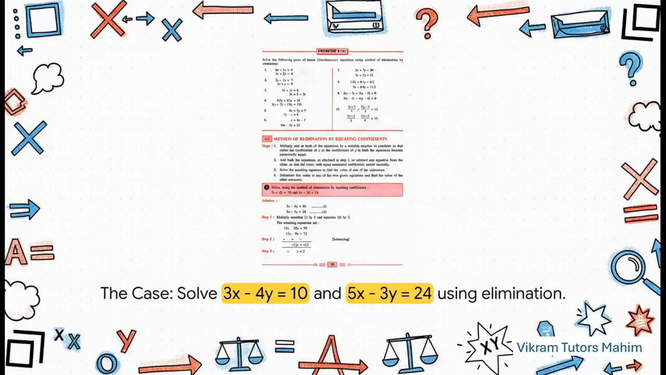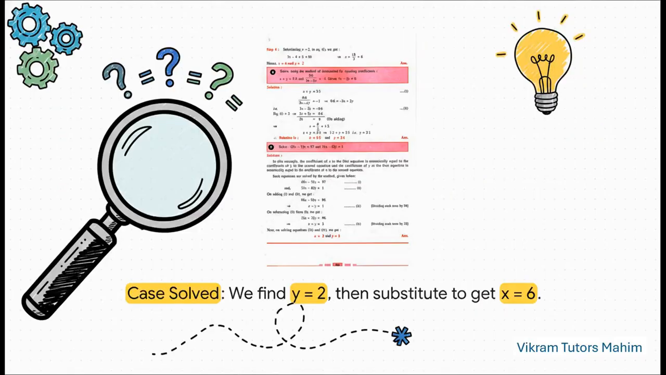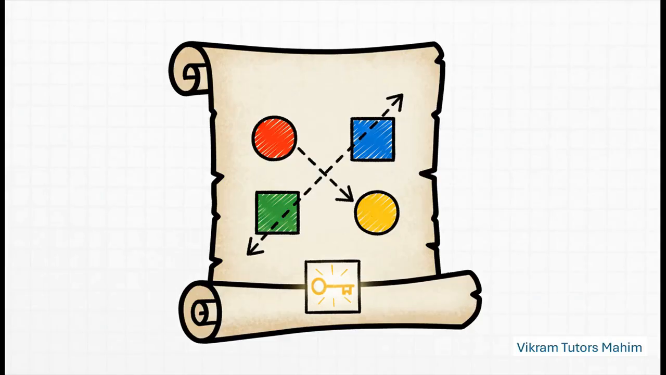This one looks a little tougher, but we can handle it. See? We multiply both equations, then subtract. And just like that, the x terms are gone. Vanished. That leaves us with y equals 2. We plug that back in, and we get x equals 6. Another case solved.